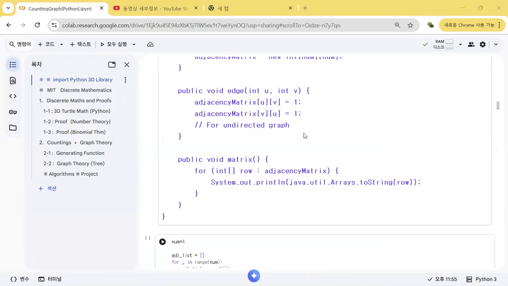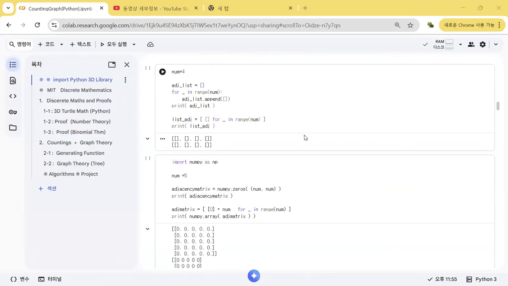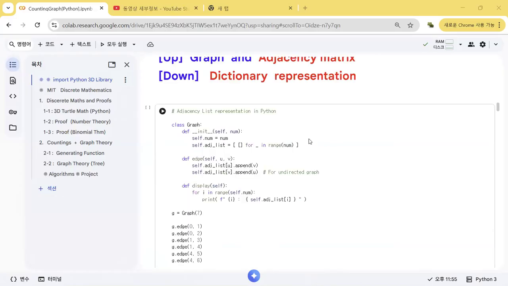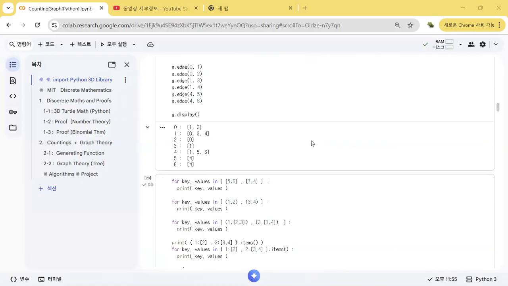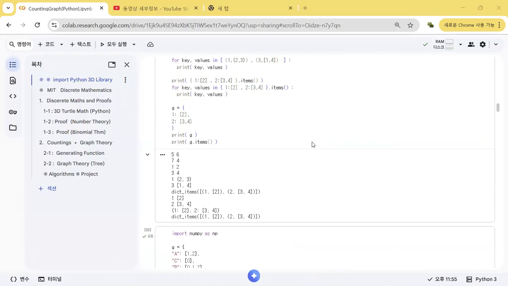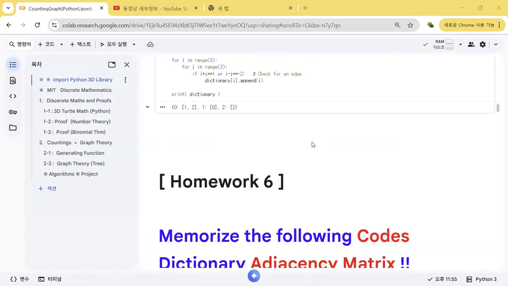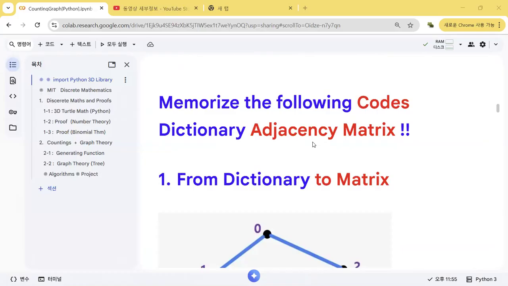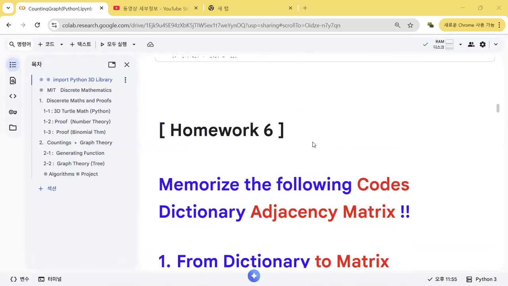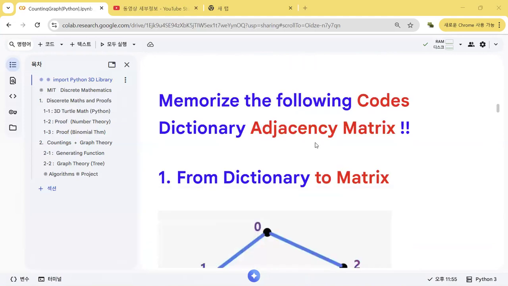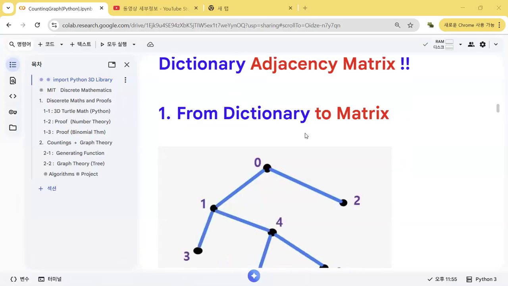Okay, let's go to the next part. Let's go directly to our homework problem. This homework problem will be in our final examination, because this is a very introductory concept, but also basic for graph theory learning. So memorize the following code: dictionary representation and adjacency matrix representation.